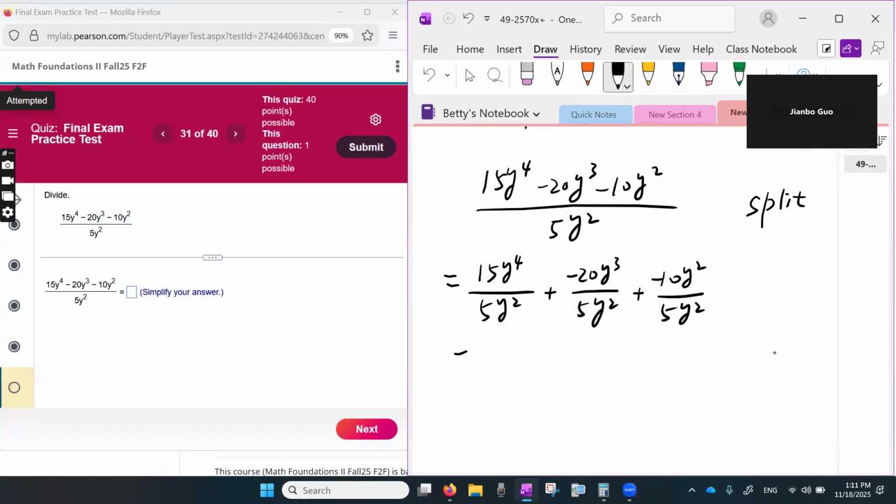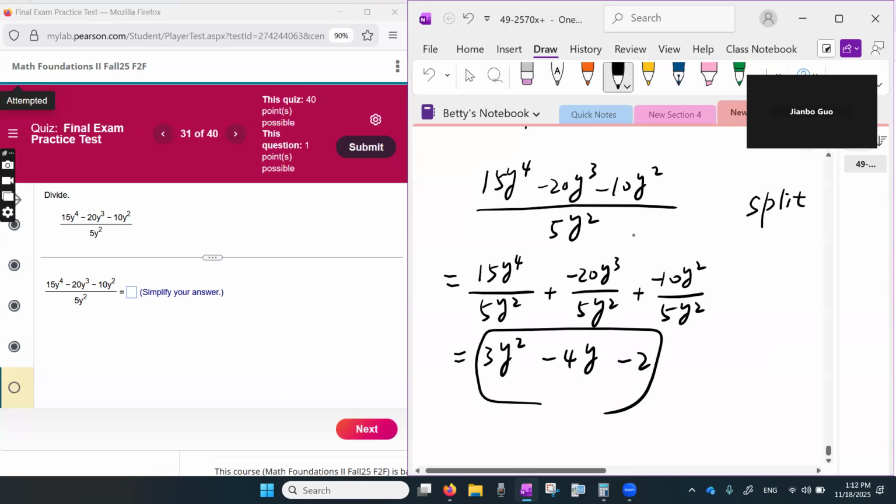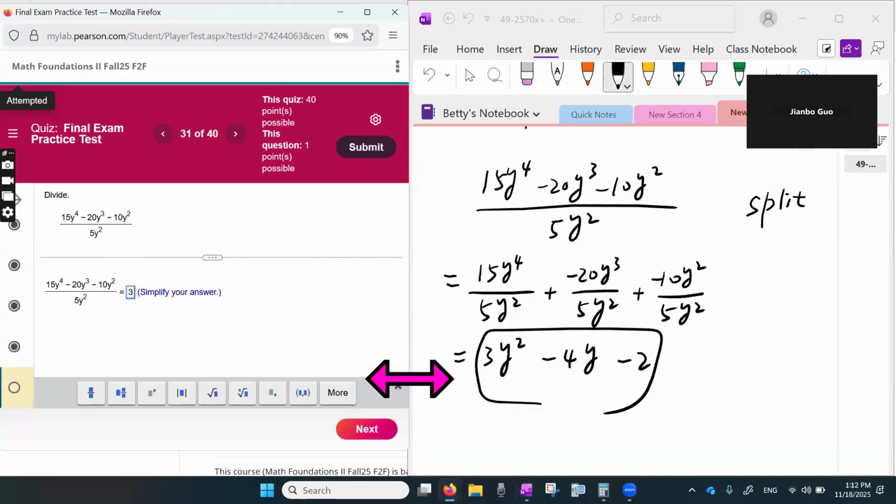Simplify. 15 divided by 5 is 3, y to the first power over y squared, 1 minus 2. Negative 20 divided by 5, negative 4, y cubed over y squared is y. 3 minus 2 is 1. 10 divided by 5 is 2. Yeah, this is the answer: 3y squared minus 4y minus 2. Okay.